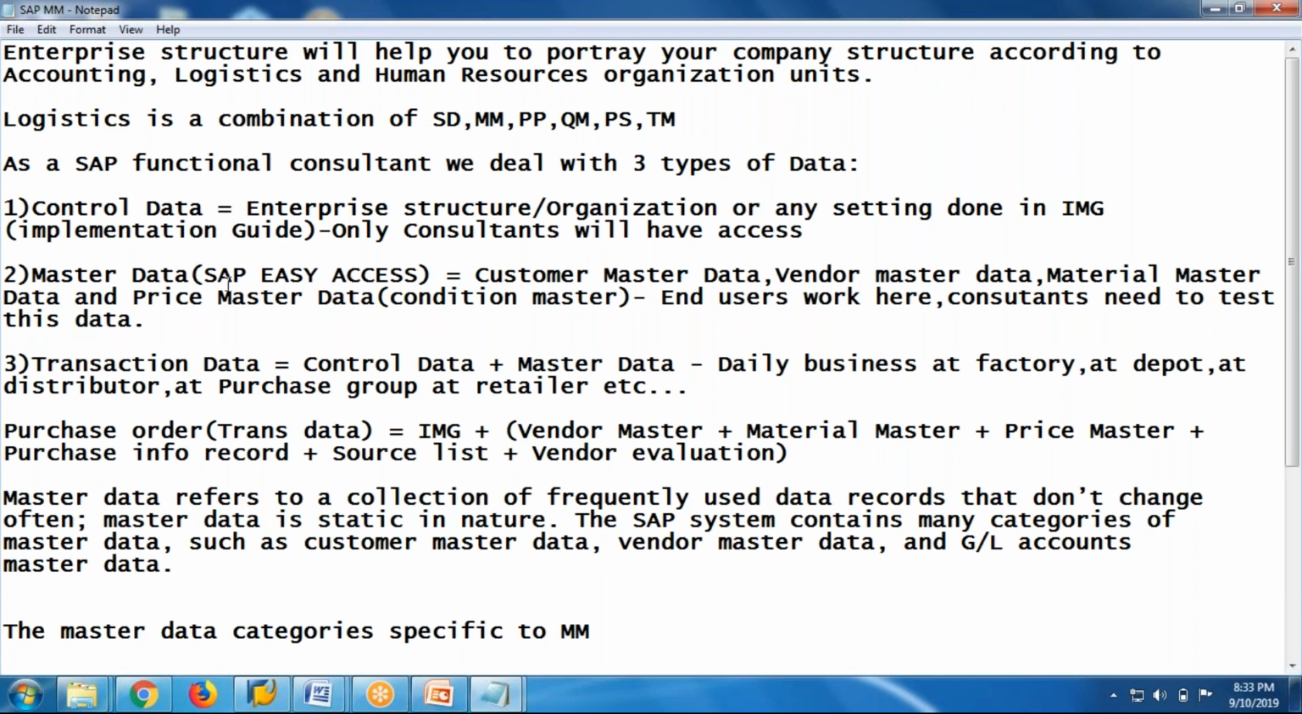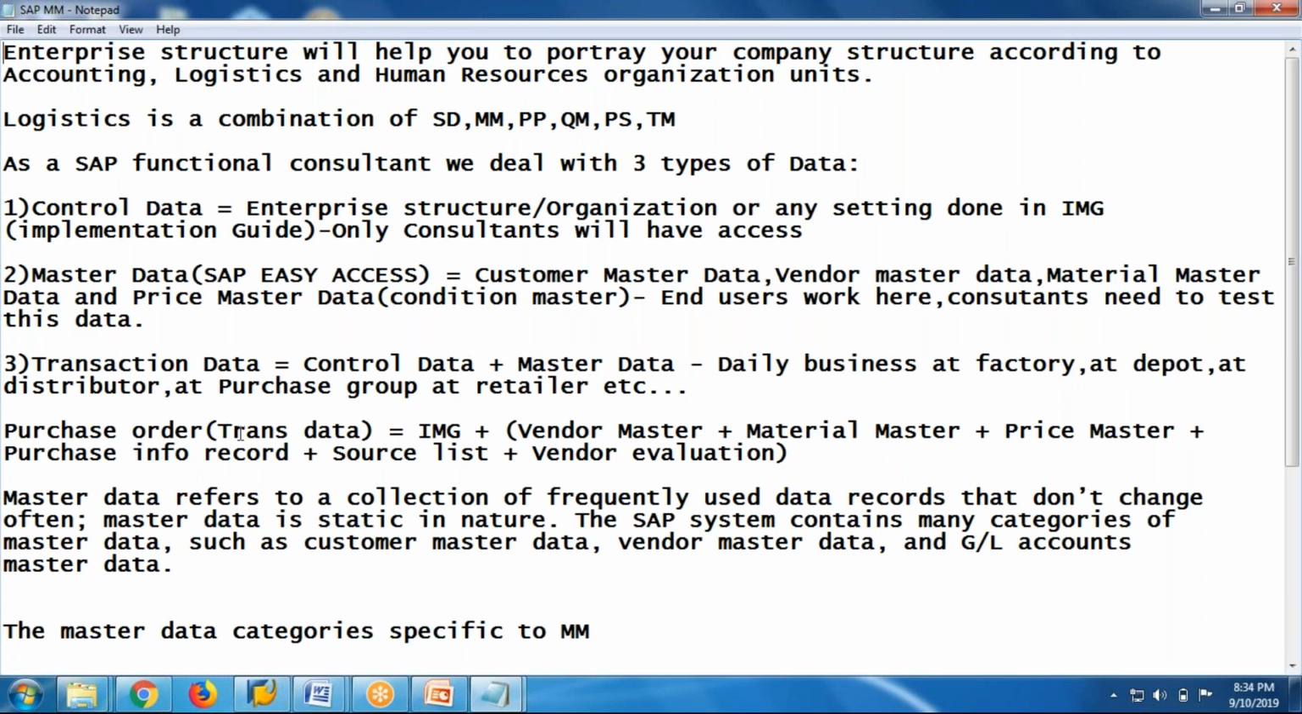Master data. Master data is nothing but SAP Easy Access: customer master data, vendor master data, and material master data. And also we have price master. End users work here, and consultants need to test this data. Every point you need to write here, okay? And transaction data is control data plus master data, the daily business at factory, at depot, at distributor, at purchasing group, at retailer, etc. We use this transaction, meaning everyday transactions.